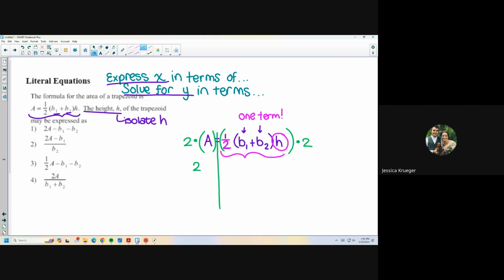On the left side, I'm going to get 2A equals. On the right side, this divide by 2 and this times 2 go away, and I have 1 times b sub 1 plus b sub 2 times h. The next thing I need to do is I've got to separate this h from what's in the parentheses here. And you'll notice there's this 1 hanging out here, but 1 times anything is just the same thing. So I really don't need the 1 there, okay?